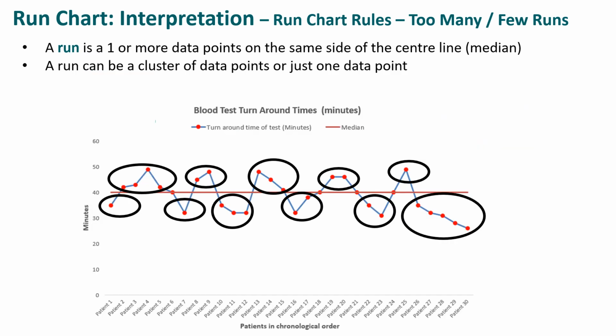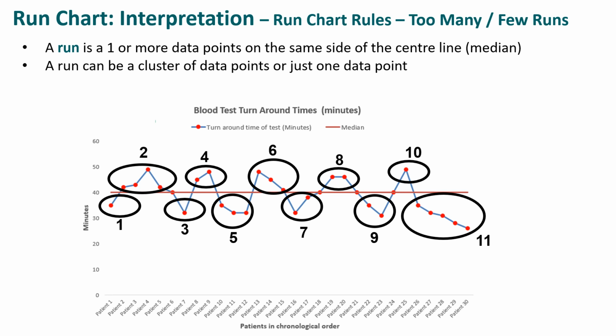We'll now do step number 1 in the calculation to determine if we have too few or too many runs. The example below is actually one where we've got the expected amount of runs, but I'm going to show you how you do the calculation. So step 1 is to calculate the number of runs. A run, as we said before, is a data point on the same side of the center line, and a run can be a cluster of data points or just one data point.